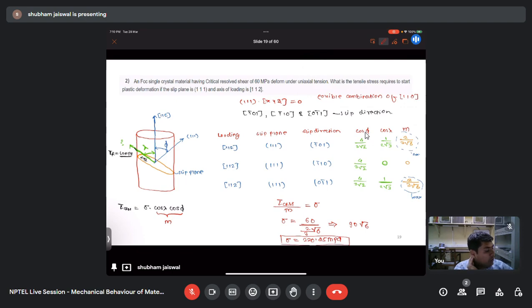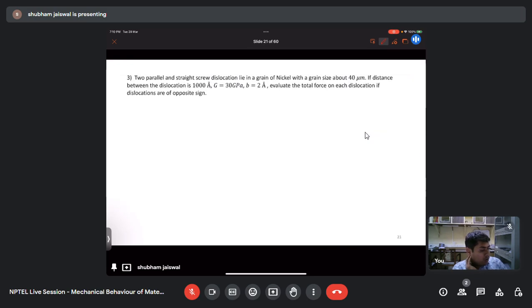So the slip will take place on either of these two slip systems, that is 111 and 1 bar 0 1, or 111 and 1 bar 1 0. So this is the answer to our second question. Now coming towards our third question. Any doubt in the second question, guys? Okay. So here comes the third question.